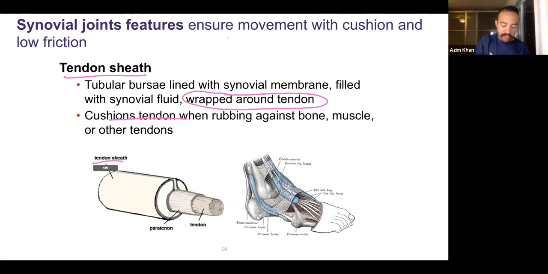You can see how in this drawing you have this tendon sheath. It's just kind of wrapping around this tendon. And highlighted here in blue are examples of tendon sheaths.